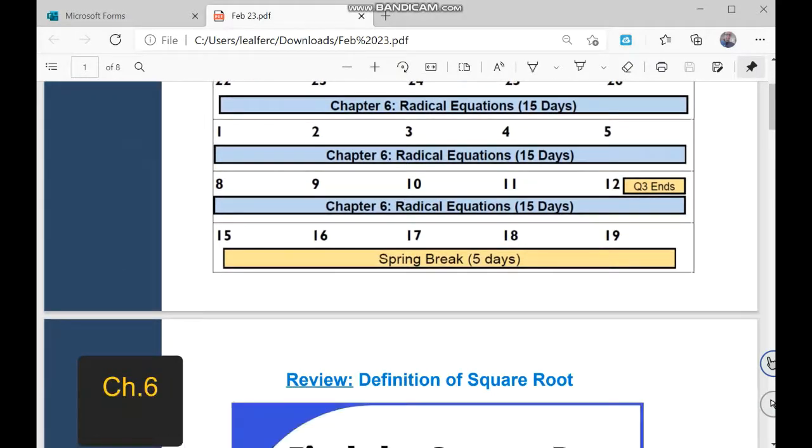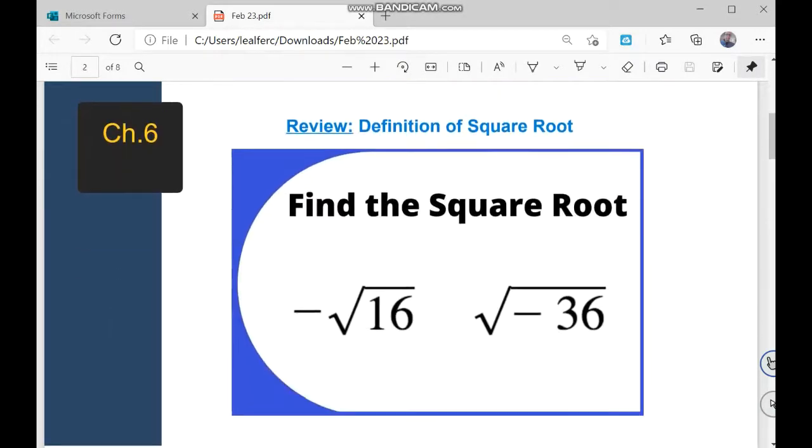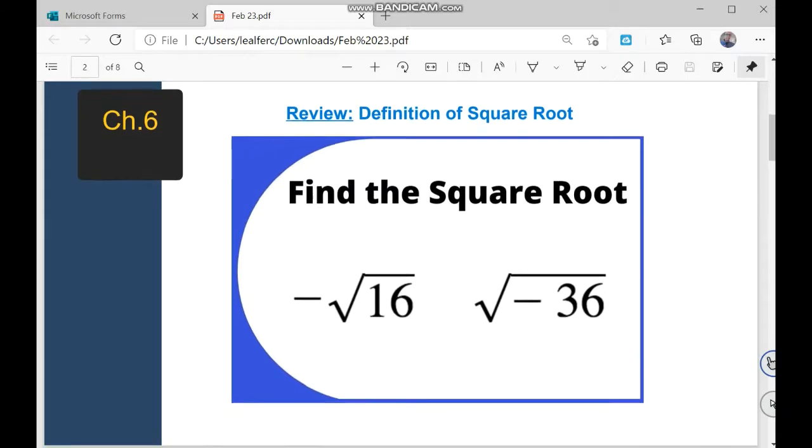So we're working on radical equations, and yesterday we worked on the definition of square roots. There are a few tricky situations when you talk about square roots, and one is this. Check this out. Find the square roots. And I think it's better, instead of find, I like to say simplify.